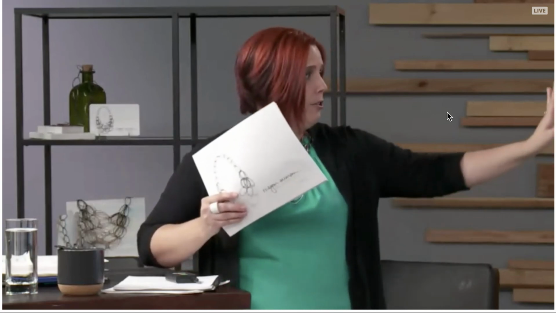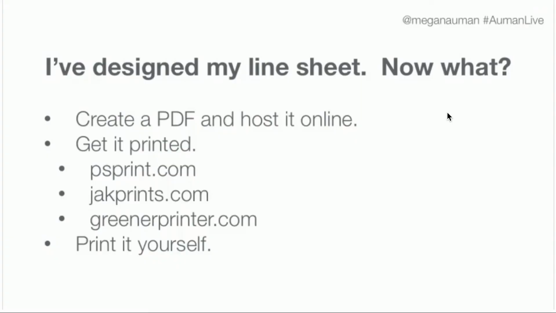But you can certainly use a lot of other online places. A couple that do catalog, brochure type printing: psprint.com, jakprints.com. And if you want to really reduce the number of trees, greenerprinter.com uses a lot of recycled paper, better inks, that kind of thing. So you can certainly get them printed as well.